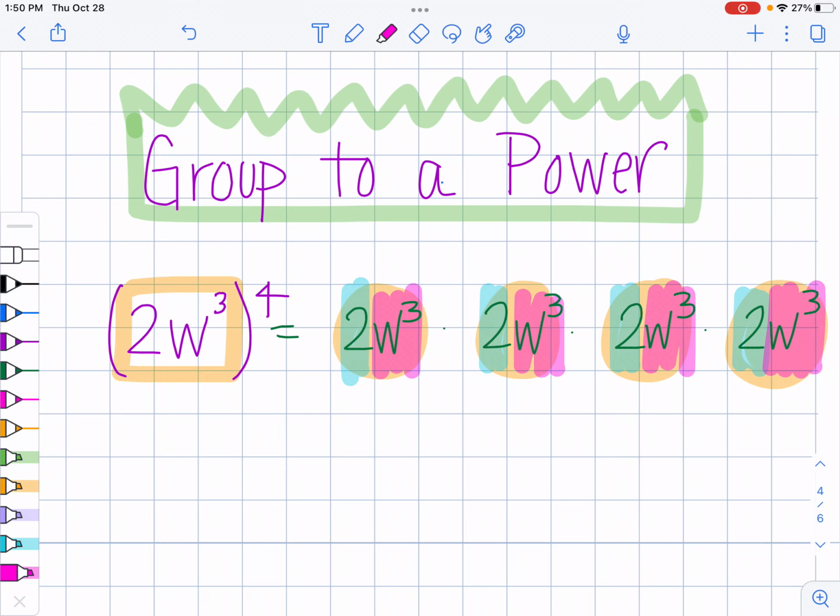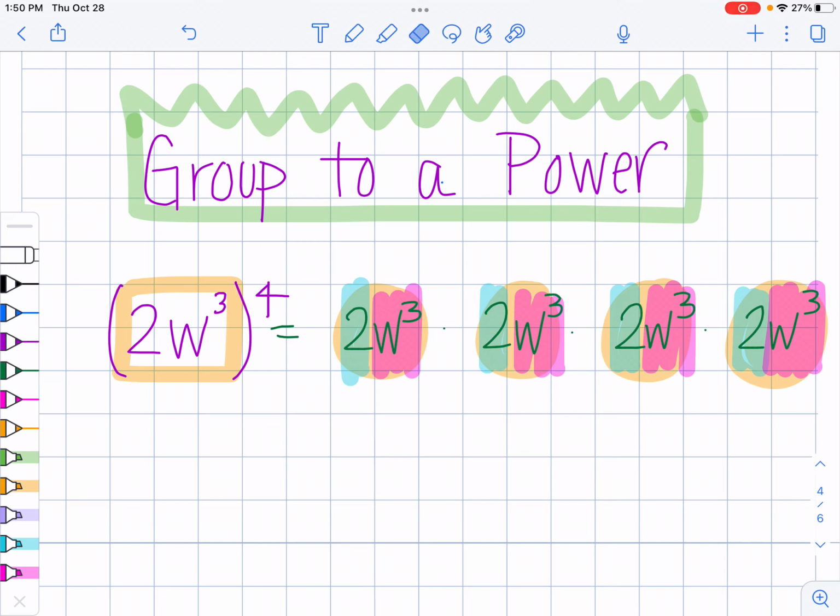Okay, so I multiply all my 2's. 2 times 2 times 2 times 2. 2 times 2 is 4. 4 times 2 is 8. 8 times 2 is 16. This becomes 16.